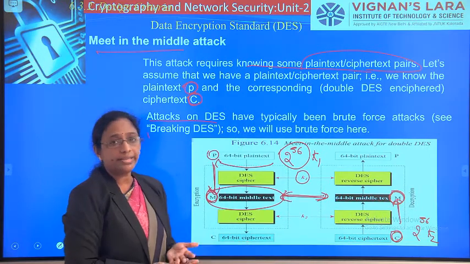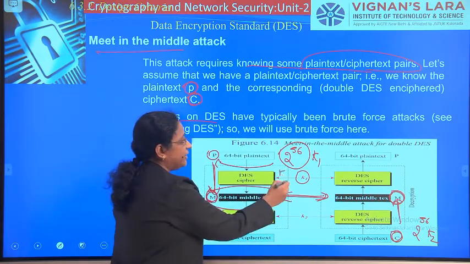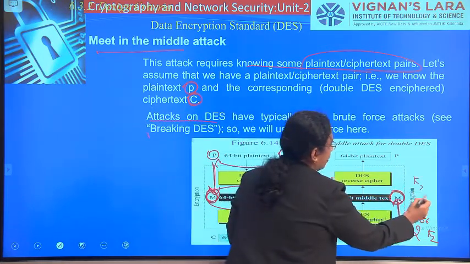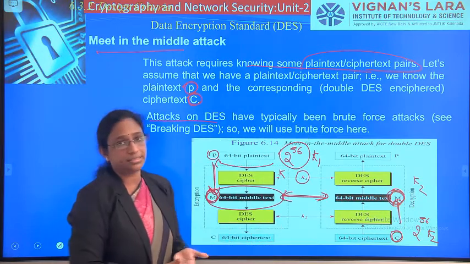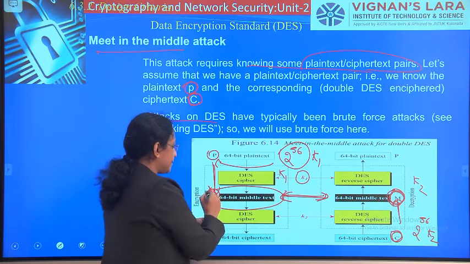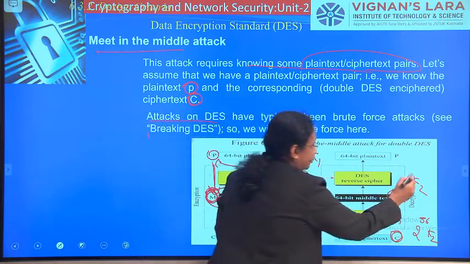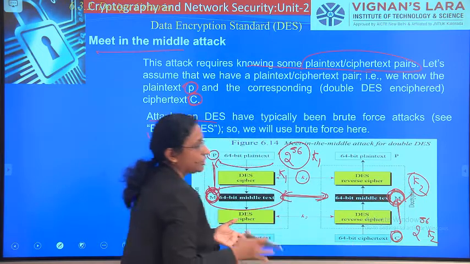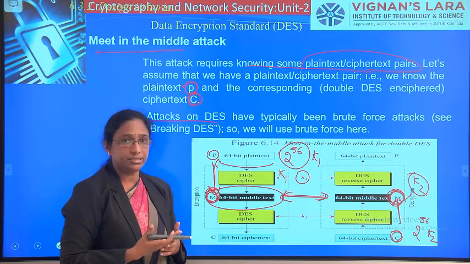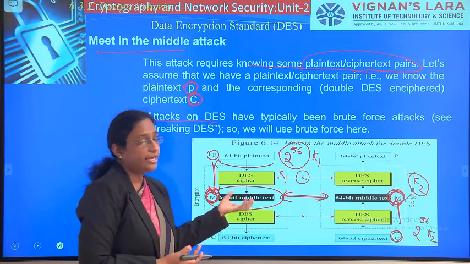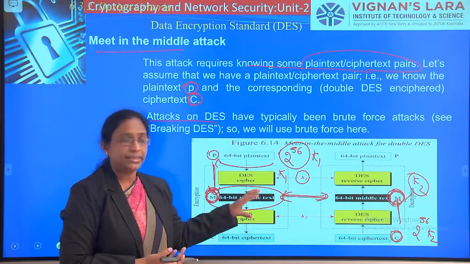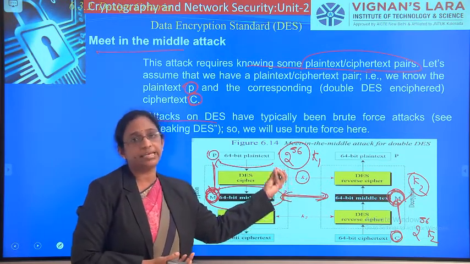Whatever key K1 with which he has got this M, and whichever key K2 with which he has got this M, those are the keys for the attacker, the original keys. In that way, by using this meet in the middle attack, the attacker will be deriving the keys K1 and K2.